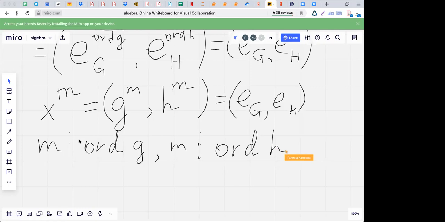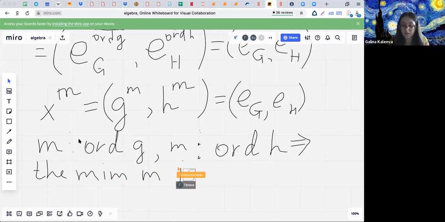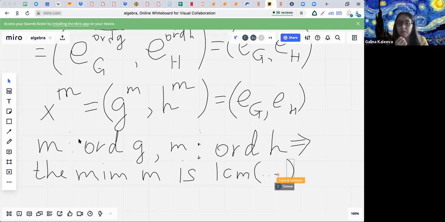Okay. So, what is the minimal number with this property? The minimal number is actually the least common multiple of our orders. Okay?